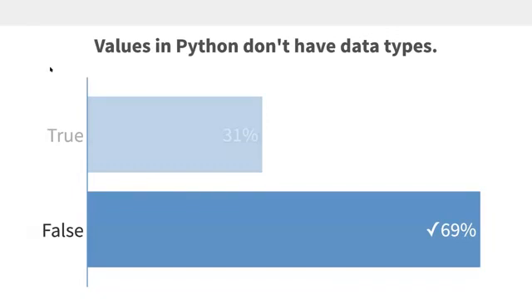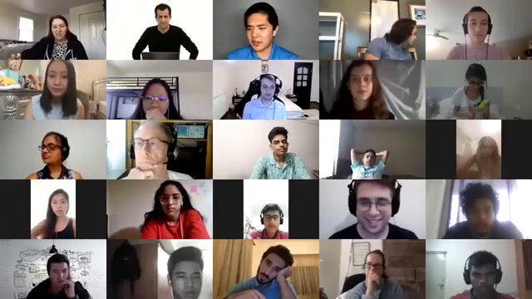And 69% gave the correct response, which is that false. It is not true that values in Python don't have data types. And Moshe, can you explain to us why that's the case and why 31% of people might have thought that values in Python didn't have data types?